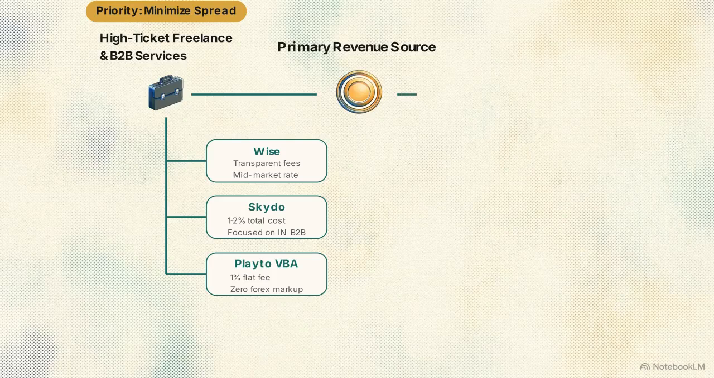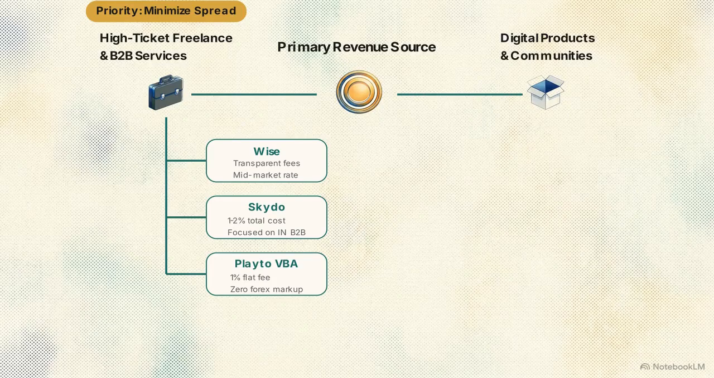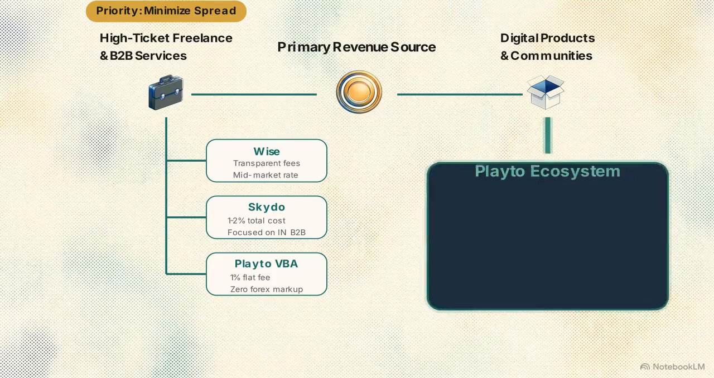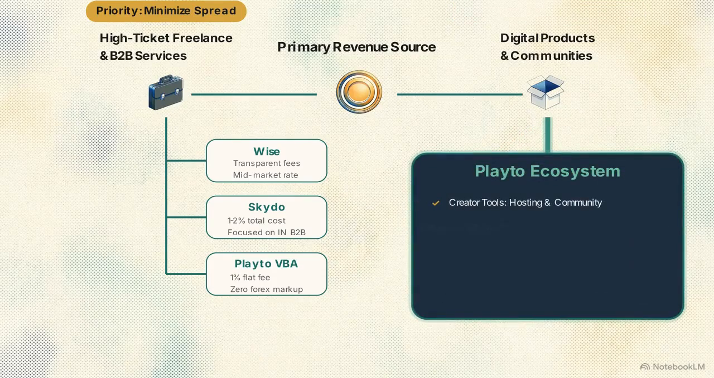But if you are a digital creator selling courses, templates, or memberships to a global audience, your needs change. Using separate platforms for hosting and payments is inefficient for this model. The Playto ecosystem is the clear choice here, because the creator tools and the cross-border payment rails are built into the same platform.